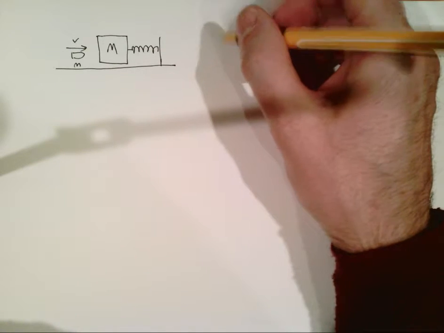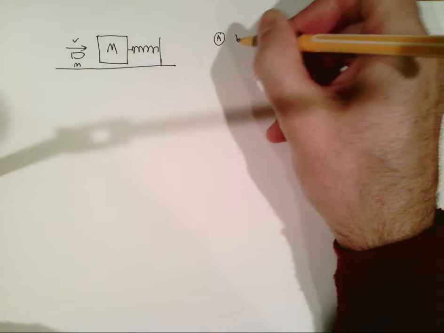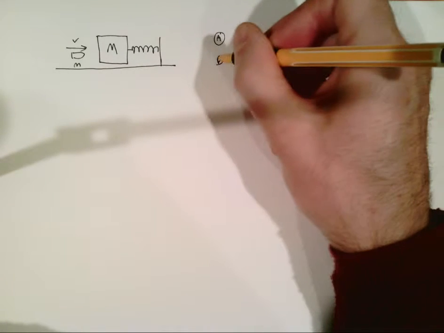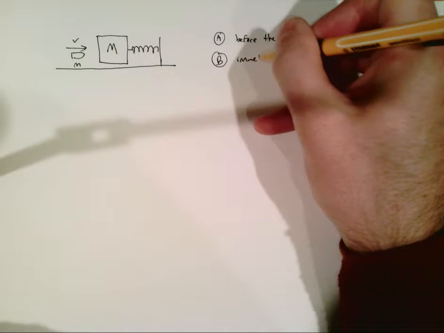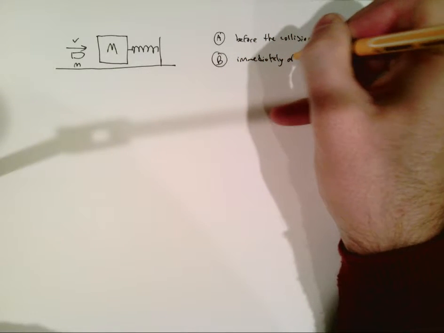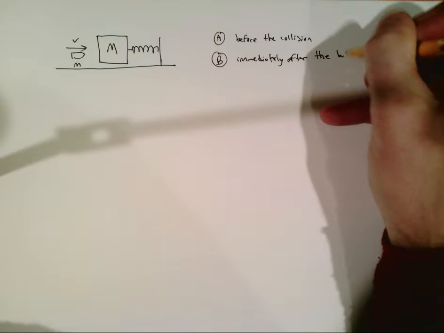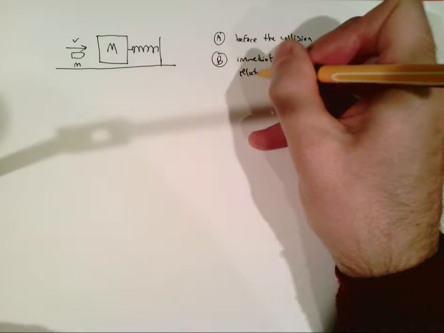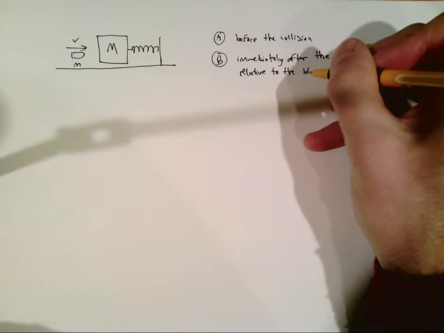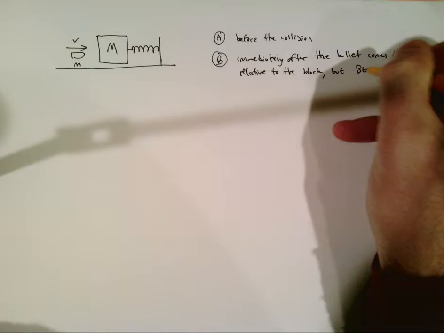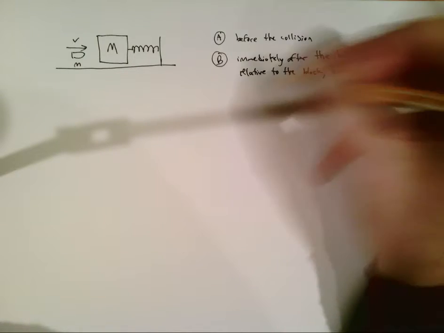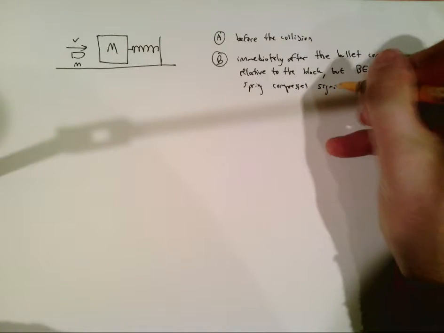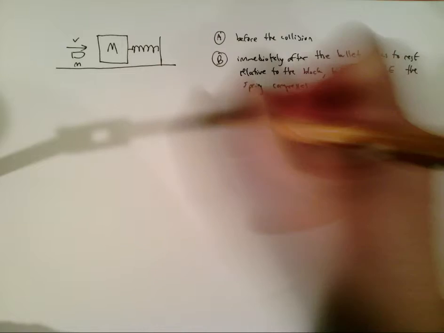And so we have three really important locations here. A is before the collision. We got to keep these straight, otherwise you can get into trouble. B is immediately after the bullet comes to rest relative to the block, but before the spring compresses significantly. That's a tricky one. I'm going to come back to that.